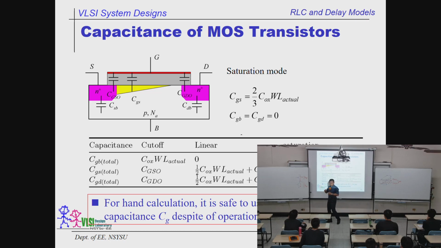Based on these phenomena, we have this table. This table is so lovely that you're going to love it. For cutoff, for linear, for saturation, we have this one, this one, this one, for CGB, CGS, and CGD. For linear, this one plus these two, and for saturation, it's 2/3 of this one plus CGSO. So the professor just said he is going to give us a very convenient way to remember that.